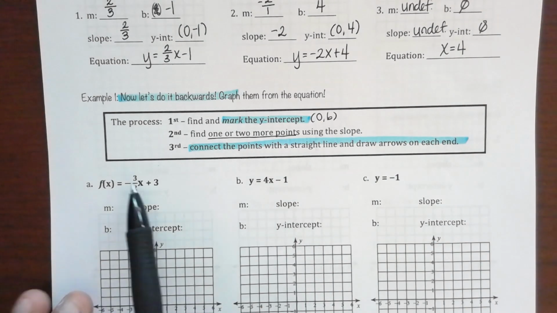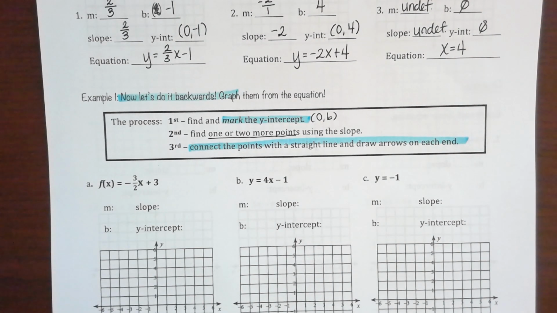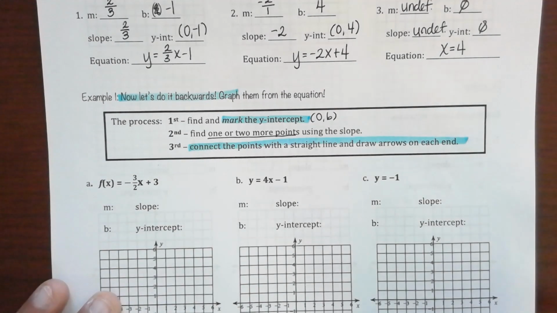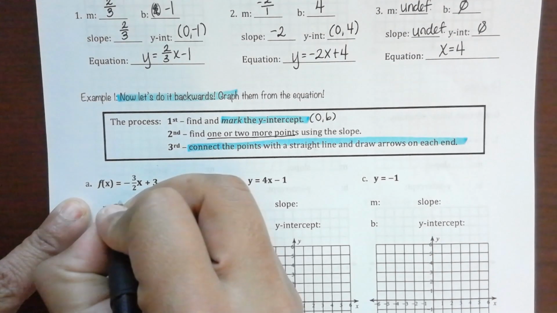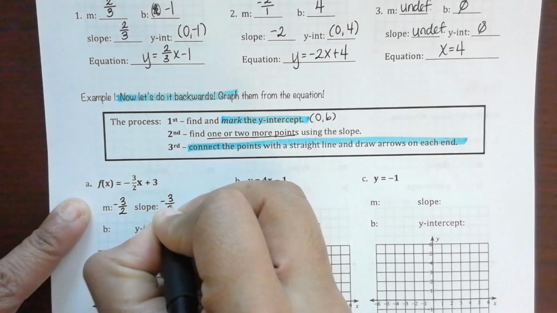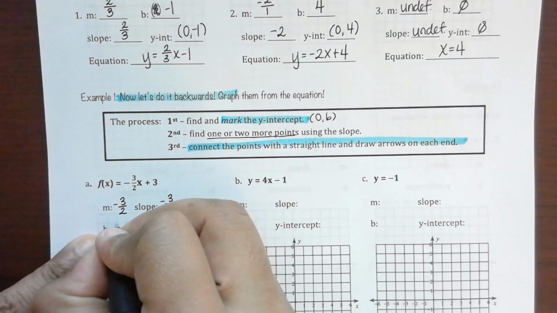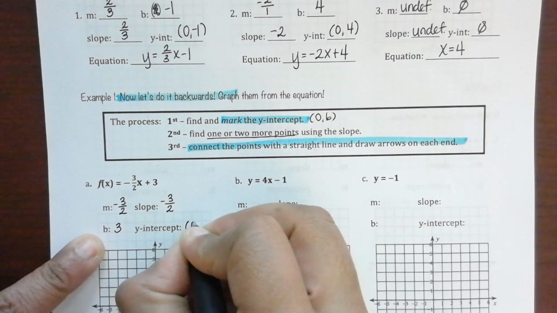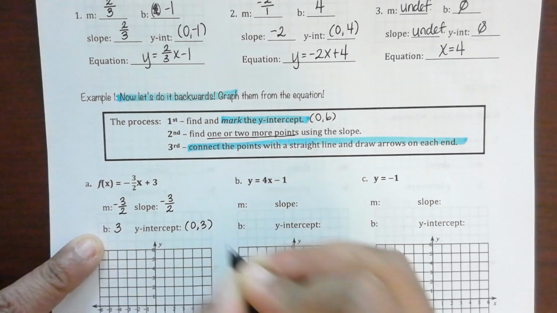Moving on. f(x) = -3/2 x + 3. Focusing up here. Is this in slope-intercept form? Yes. What's m? Negative 3 over 2. Making the slope what? Negative 3 over 2. What's my b? 3. So what's my y-intercept? (0, 3). Thank you for that correct notation.